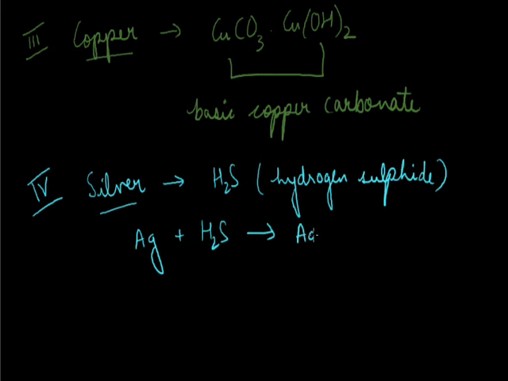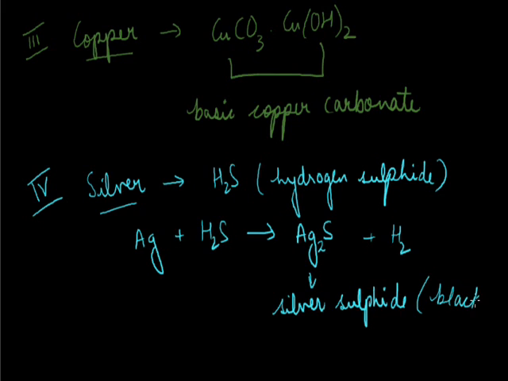Here silver sulfide is formed, and this silver sulfide has black color, and that's why we see silver ornaments after a few years have a little blackish appearance when they are in contact with the atmosphere. Okay, so these are a few metals and how they corrode. What are the products on corrosion?